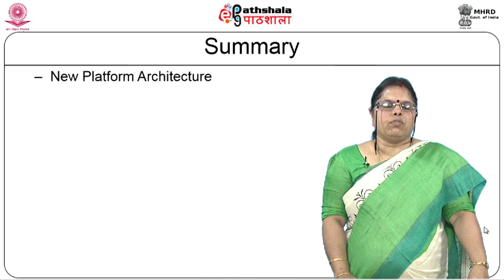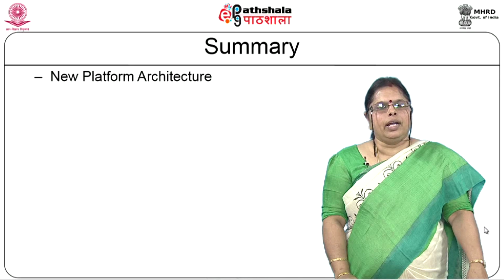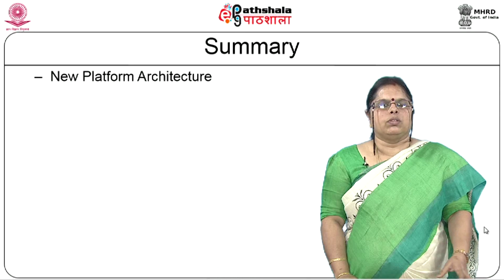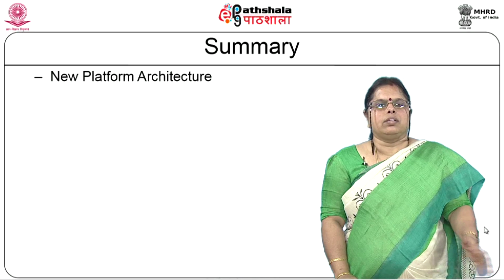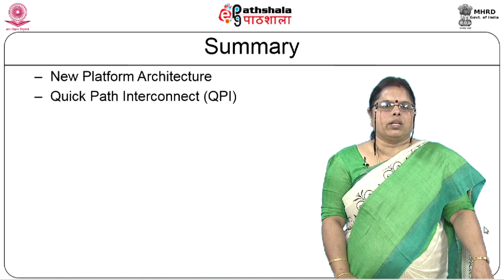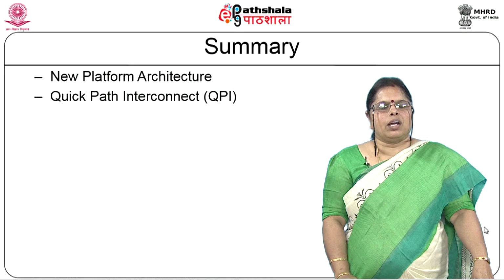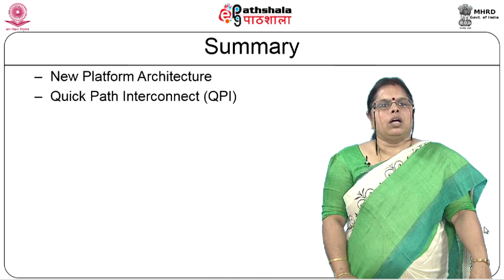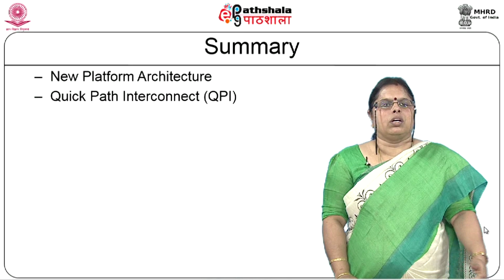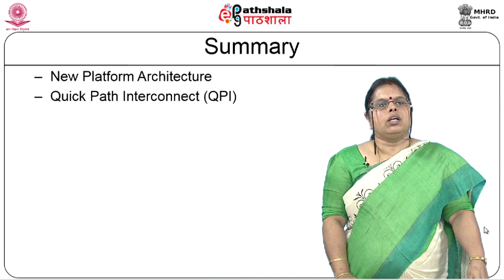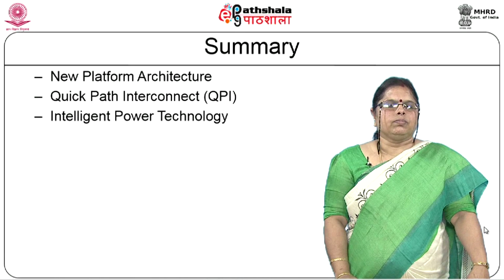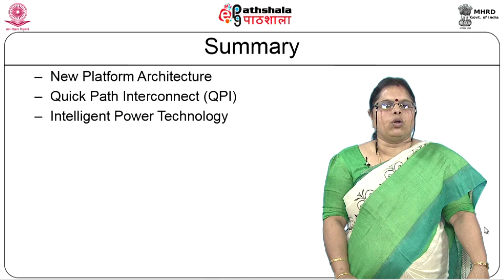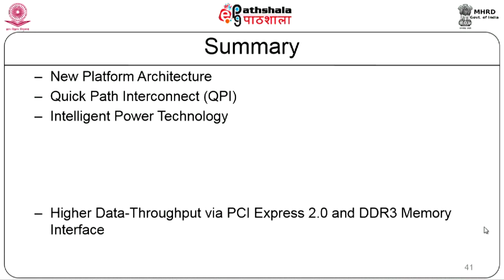Then we looked at the new platform architecture, which has enabled the integration of the memory controller into the CPU die itself, thereby avoiding unnecessary data transfers on the external bus. Then we had a quick introduction to the QuickPath Interconnect, which is a point-to-point interconnect which allows all processors to communicate with each other. Simultaneous transfer is possible, and it has a layered protocol. It supports cache coherency, and it also supports the RAS features. And we also looked at intelligent power technology, where power has been drastically reduced.